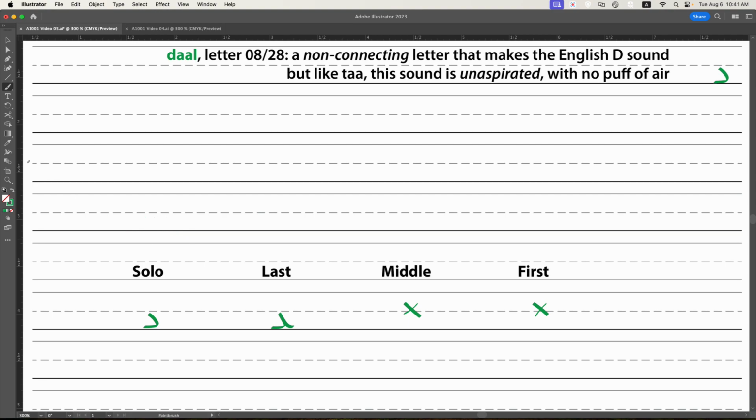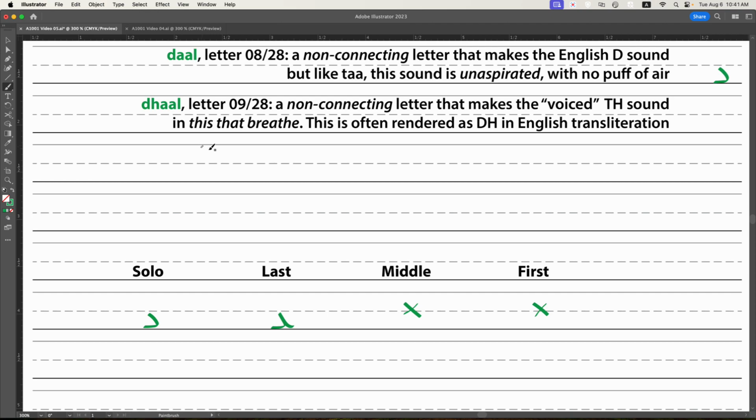So we have dal, and then we have his companion thal, which looks exactly like dal, except he has a dot on top. So super easy to learn to draw. I won't even draw it below. Thal is a non-connecting letter, just like dal, and it makes the voiced th sound. We earlier learned the letter tha, and tha is the unvoiced th sound. You're not vibrating your voice box. You're saying thick, thin, breath. And thal is his companion letter, and he is making the sound this, that, breathe.